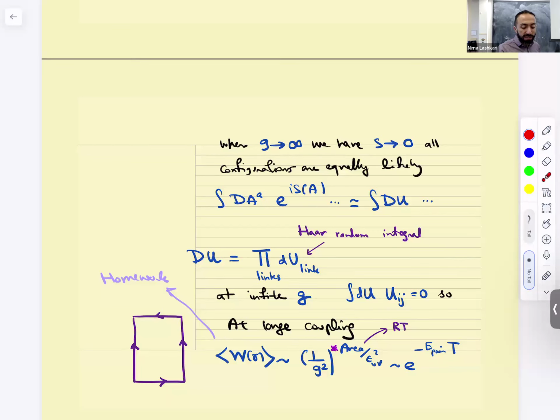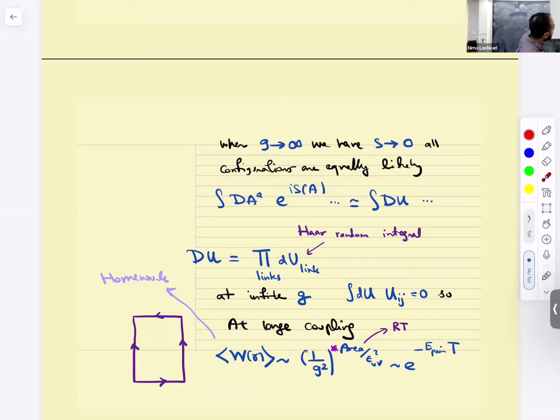A Haar random measure means that the integral of du, u_ij is 0. Why? Is it clear what left invariant and right invariant mean? When I write du, what does it mean to act on the left on this measure? Pick a particular unitary v, then you can talk about d(vu). Before talking about this measure, first apply a v. That's like a rotation on SUN. Then you could also talk about d(u v dagger). Left invariant means this. Right invariant means this.